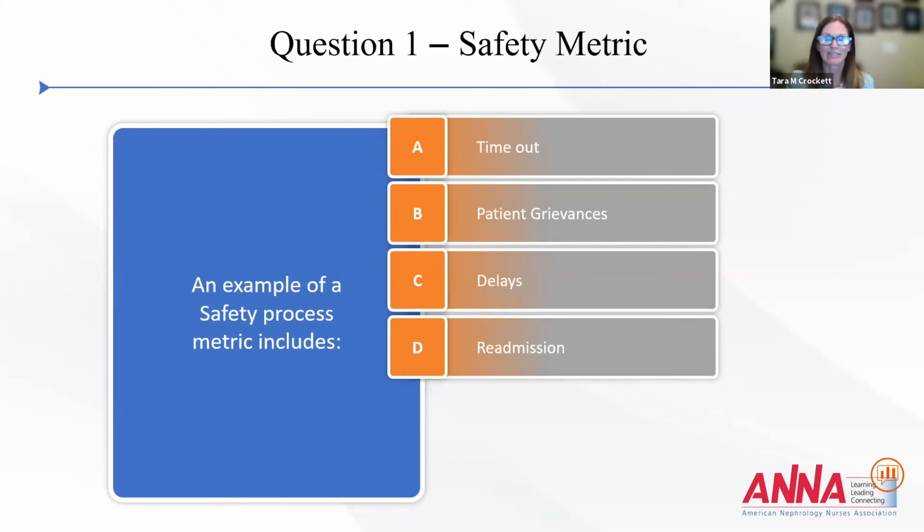So we're going to try this. We're going to open a poll. This will be our first question. So select the measure that best fits into an example of a safety measure. I'll give you a little bit of time to do this. Maybe 30 more seconds. Okay, well, I'd love to see the answers. Let's see what people picked. 88% said timeout. That is awesome. I'll close that poll.